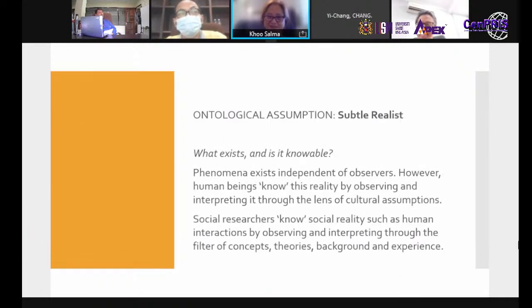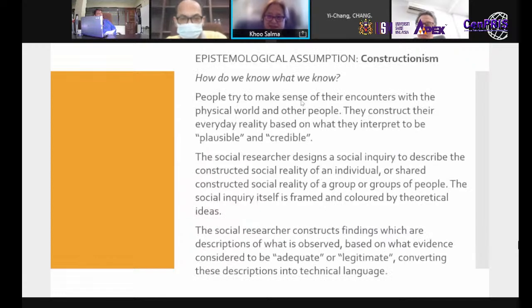So the methodology part. Okay, so ontological assumptions. How do we know what we know? People try to make sense of their encounters with the physical world and other people. They construct their everyday reality based on what they interpret to be plausible and credible. The social researcher designs a social inquiry to describe the constructed social reality of an individual or shared constructed social reality of a group of people. And the social inquiry itself is framed and colored by theoretical ideas. And then the social researcher constructs findings, which are descriptions of what is observed based on what evidence is considered to be adequate or legitimate, and converts these descriptions into technical language.